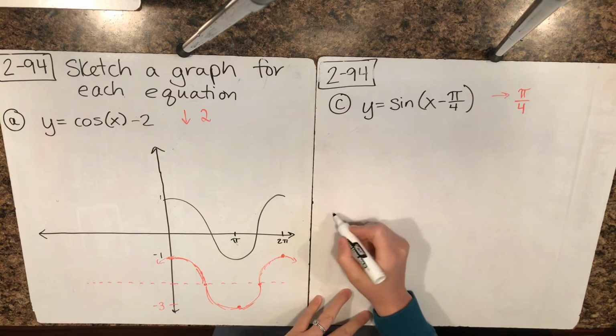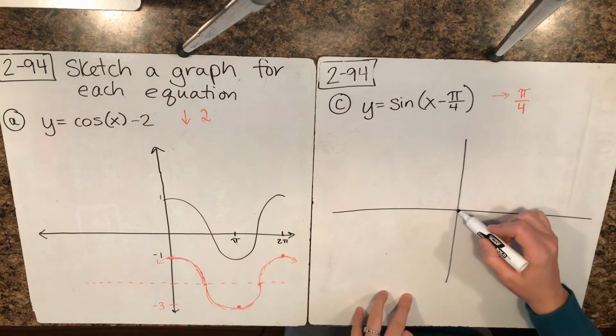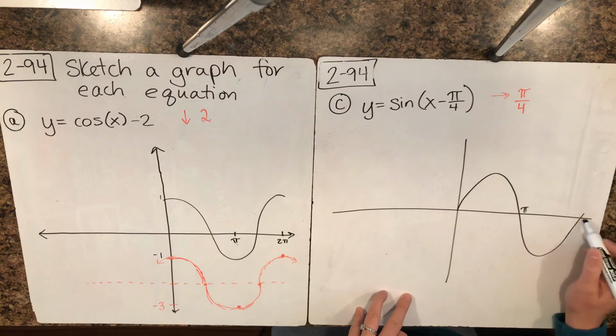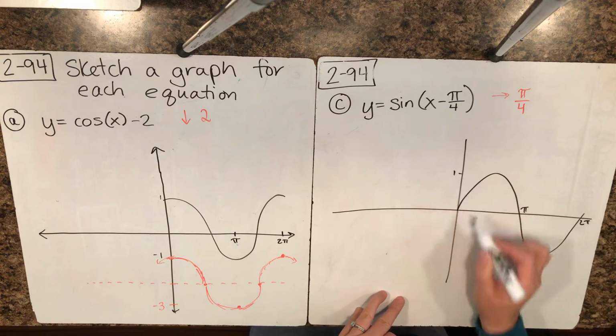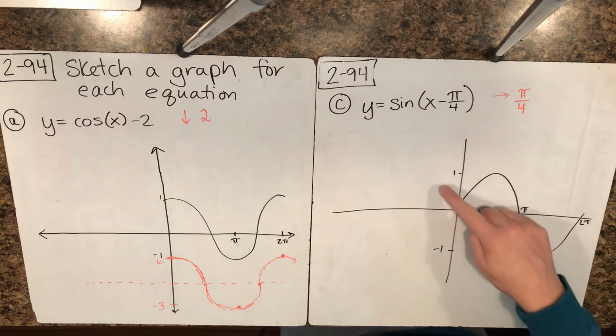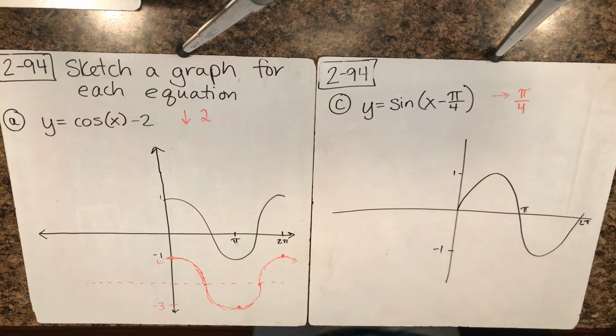So again, here's just a sketch of the quote-unquote normal sine curve. Here's pi, here's 2 pi. It goes up to 1, it goes down to -1. Now this time we're not going up or down at all, so we're going to keep the same midline as normal. And again, this time we're just scooting to the right, pi over 4.